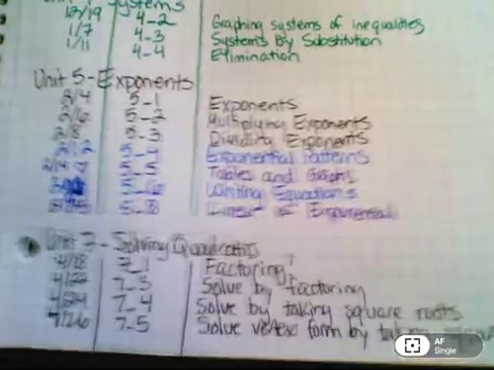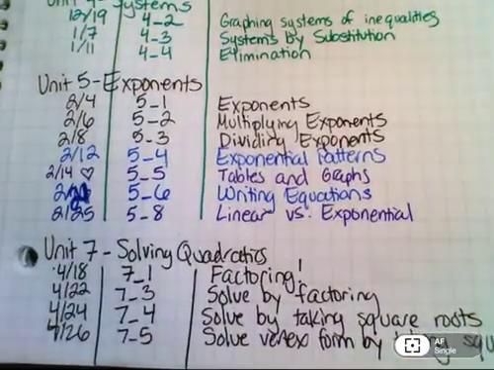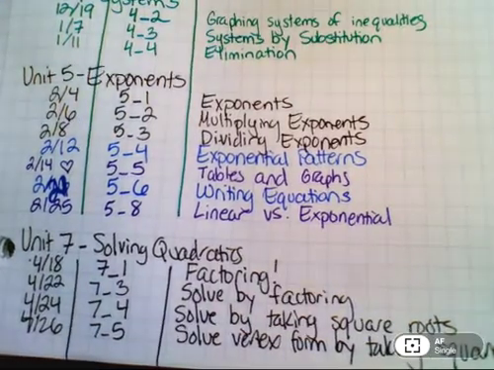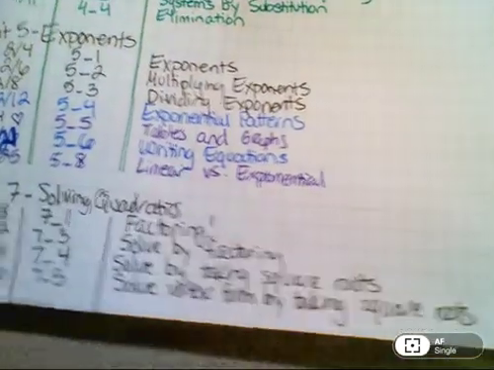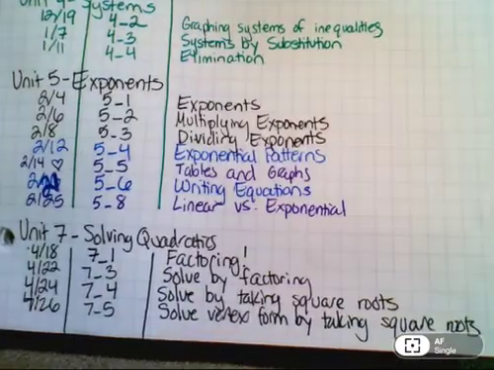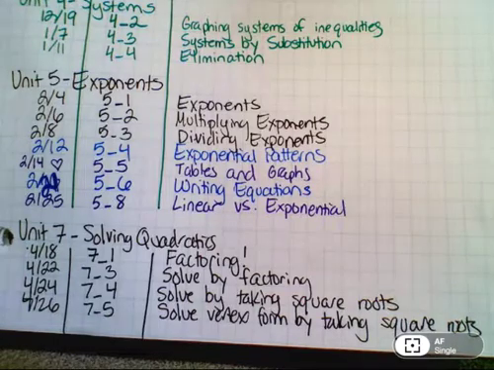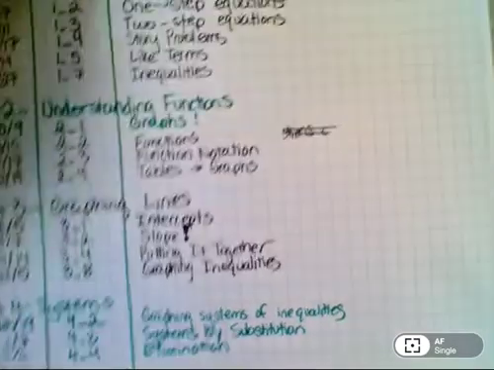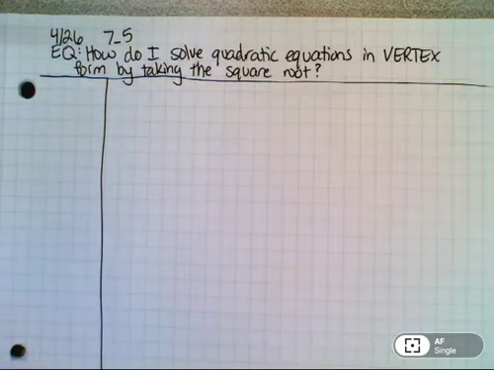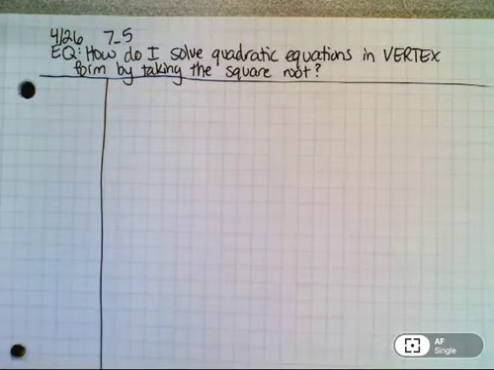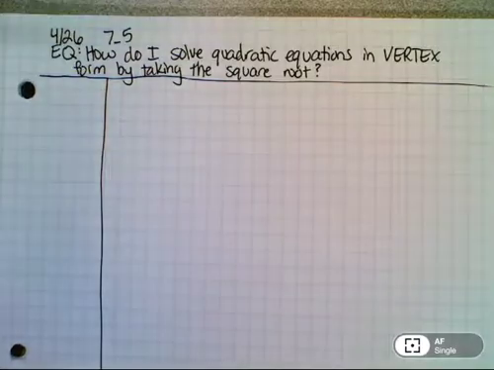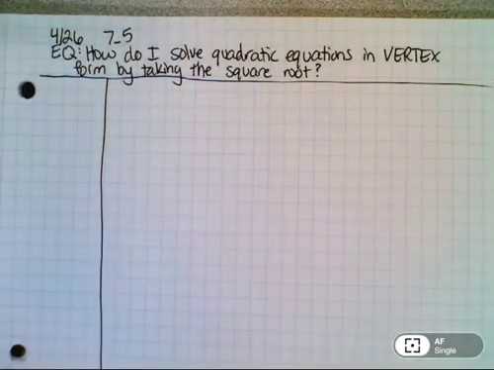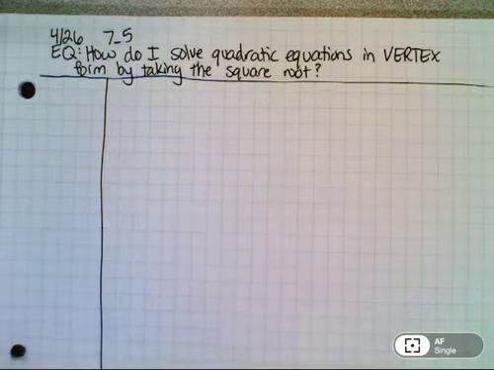All right, we are today doing our fifth lesson of the Solving Quadratics unit. The topic is solve vertex form by taking square roots. Take a moment, pause the video, and get that down. Okay, once you're done, go ahead and find a new page, and we're going to set it up like this. Essential question: how do I solve quadratic equations in vertex form by taking the square root? So again, go ahead and pause that video, get that down, and then press play when you're ready.